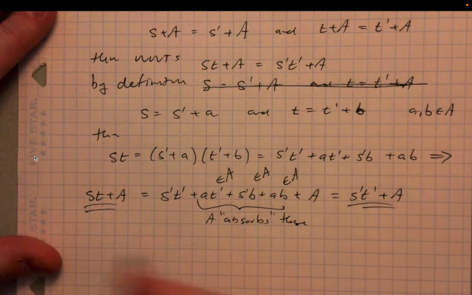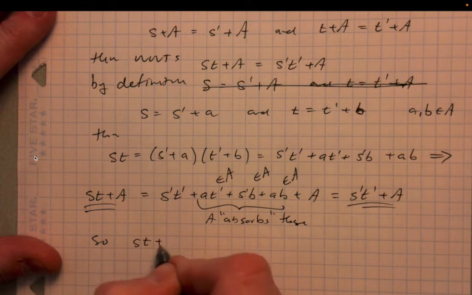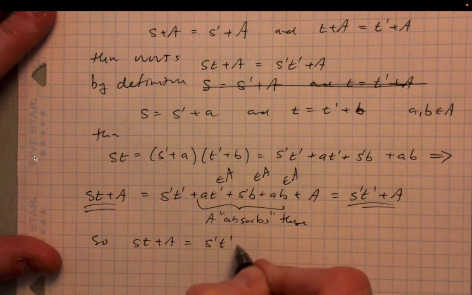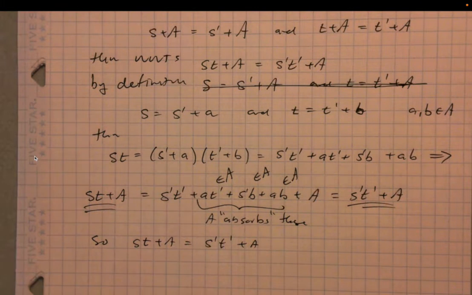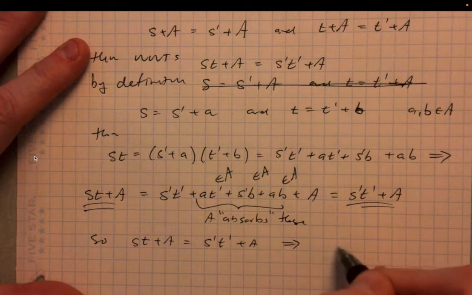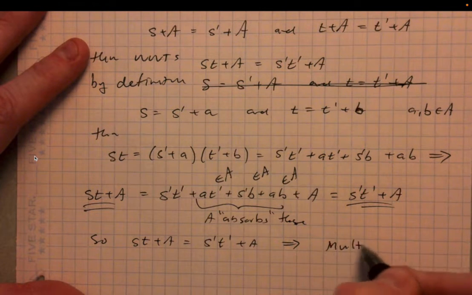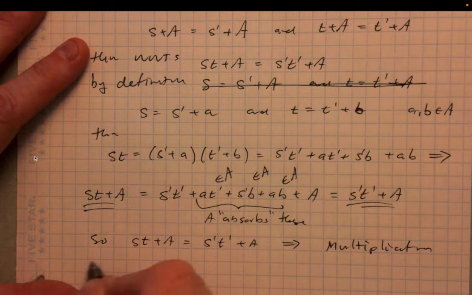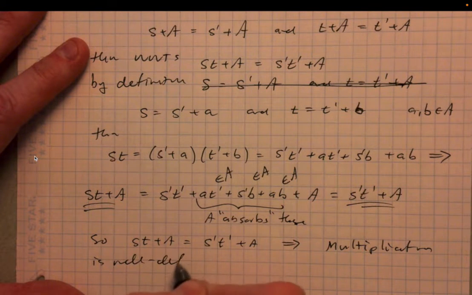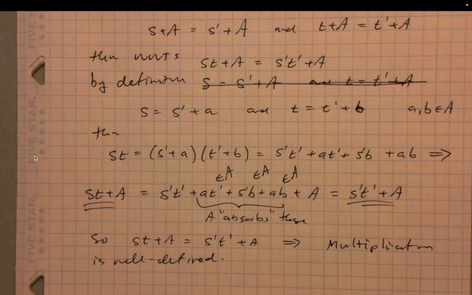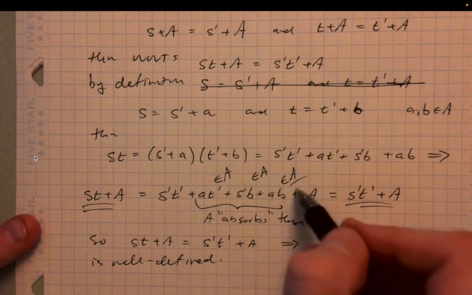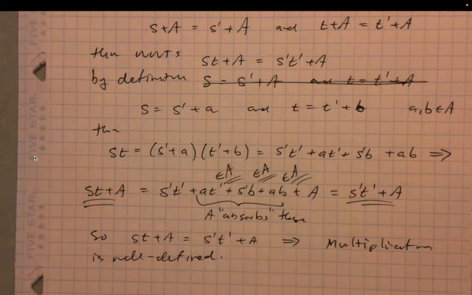So ST plus A equals S prime T prime plus A. Right? And given that, what does that mean? That means the multiplication is well defined. And obviously that's all dependent upon the fact that this works and this works and this works and A is an ideal. So when A is an ideal, you get this operation working.